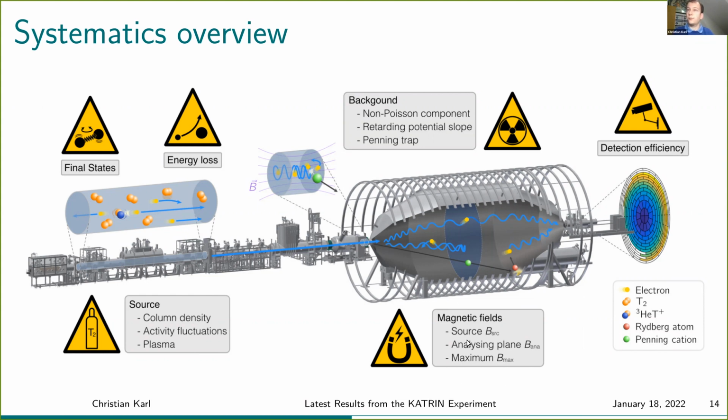We also have magnetic fields, which basically define our filter properties. All of these come with uncertainties, and there may even be detector effects. So in the end, we have to look at our whole beamline and then take into account all of these systematic effects in our analysis.